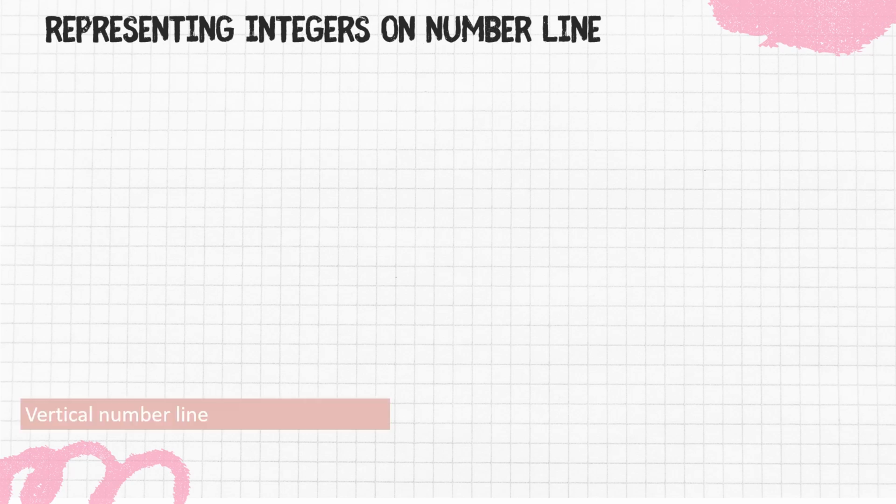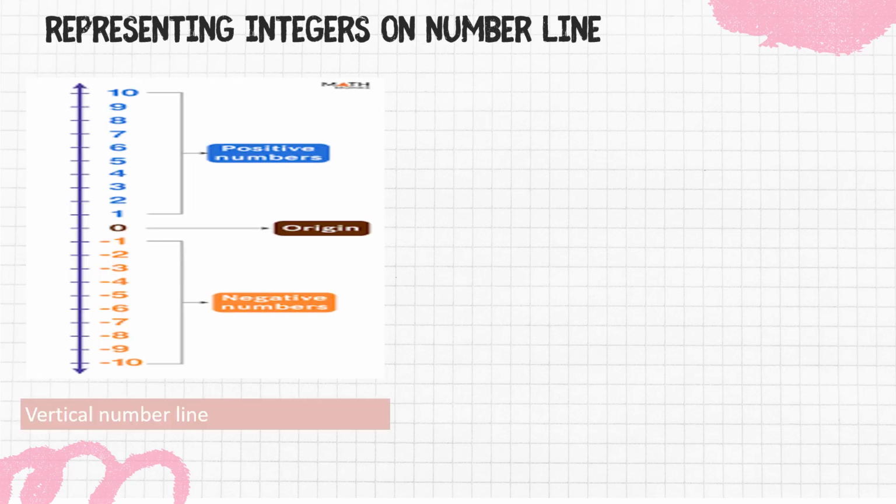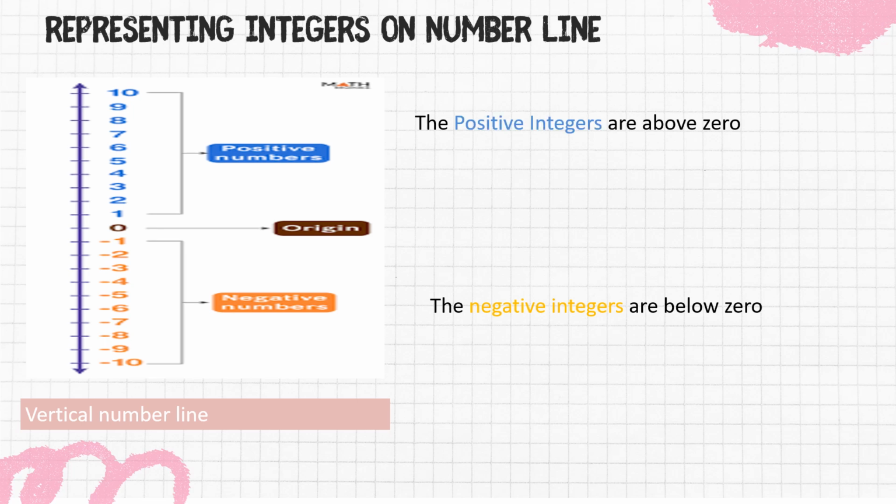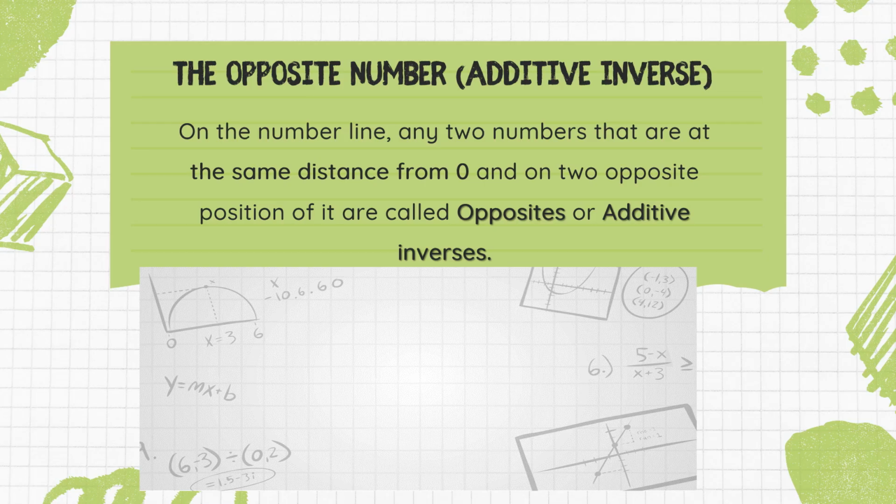Are there any other representing shapes? There is the vertical number line. The origin is in the middle, of course. Positive numbers are above, negative numbers are below the 0 point. Positive integers are above the 0 and negative integers are below the 0.